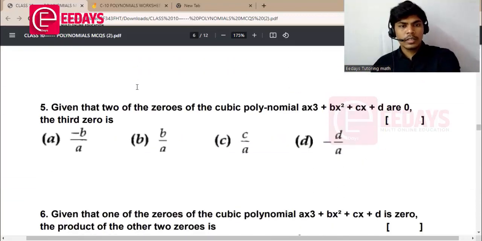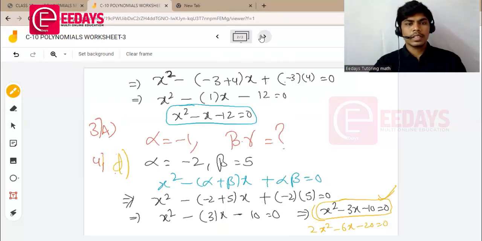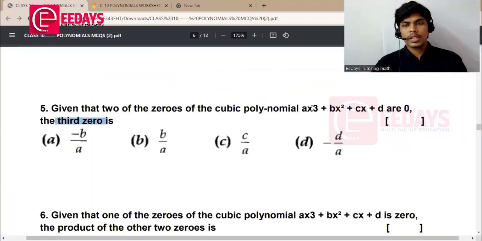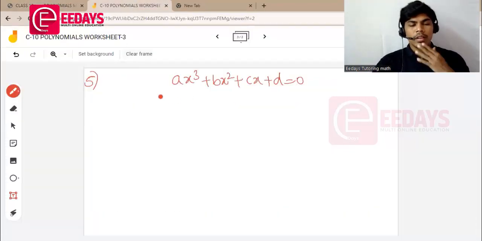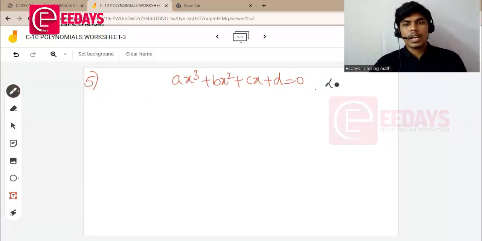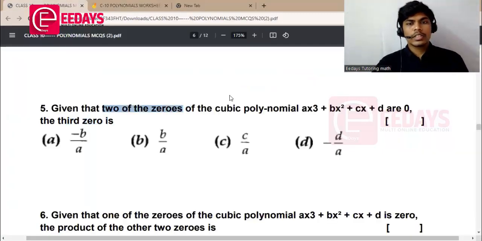Okay. Repeated model. Two of the zeros are 0, and find the third zero. I think this question also we have solved. Ax cube plus bx square plus cx plus d is equal to 0, right? Now in a cubic polynomial, we know that alpha, beta, gamma are the three zeros. They given two of the zeros are 0. Understand each and every word in detail. They ask you to find the third zero.